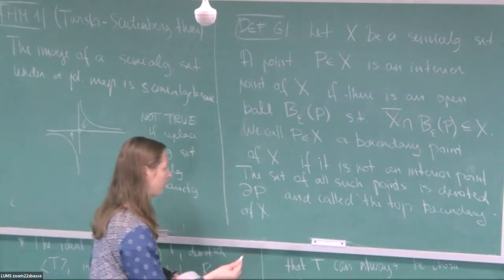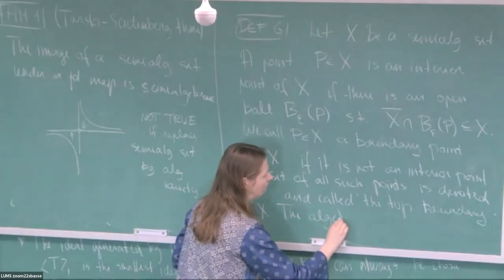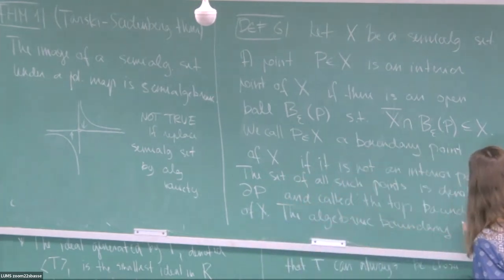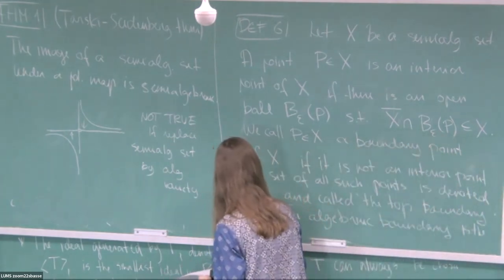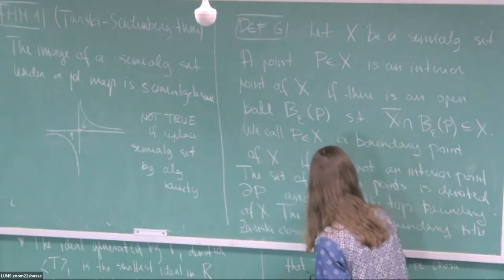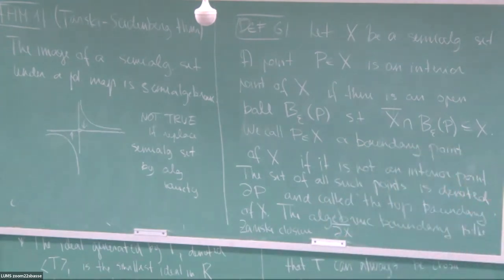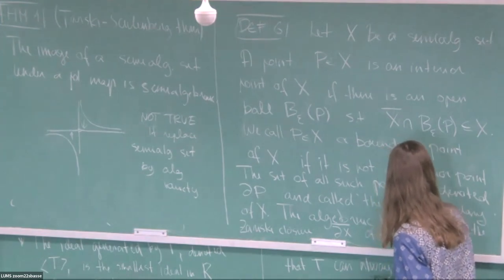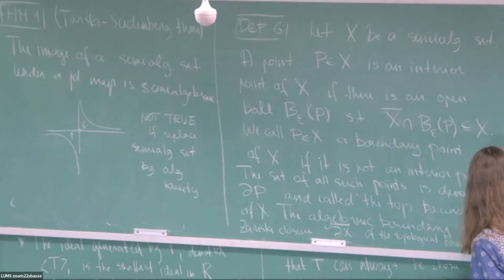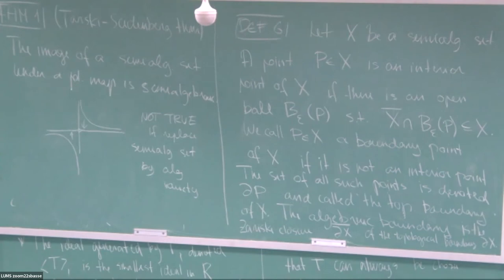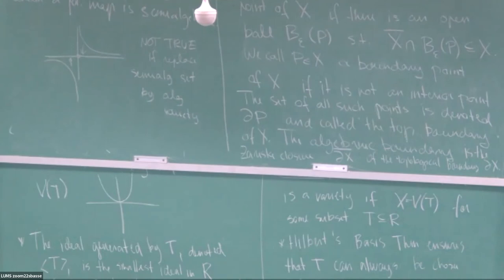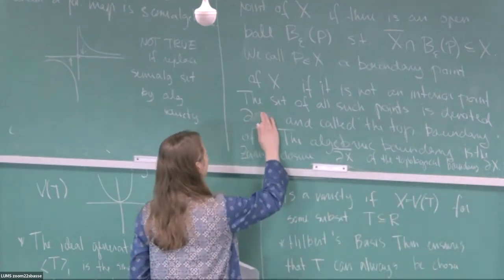And then finally, the algebraic boundary is the Zariski closure of the topological boundary. And recall that we denoted the Zariski closure by bar.